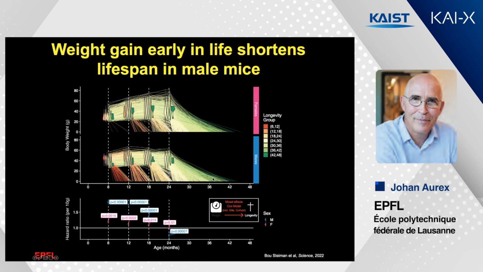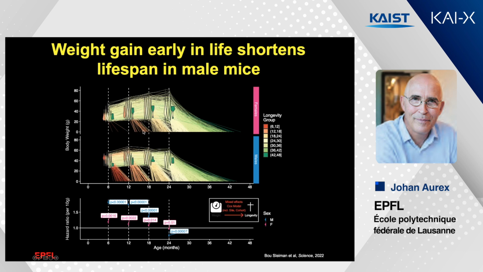And you can express this in another way. It's called the hazard ratio. This gives you the risk of dying if you weigh 10 grams more as a mouse. And you see that if you weigh 10 grams more, you have about a 1.8-fold increased risk of dying when you're a young mouse. This decreases throughout life. And actually, when you're old, you have a negative hazard ratio. That means if you're overweight when you're old, let's say my age, it's a beneficial thing. If you're overweight when you're young, it's a very bad thing.